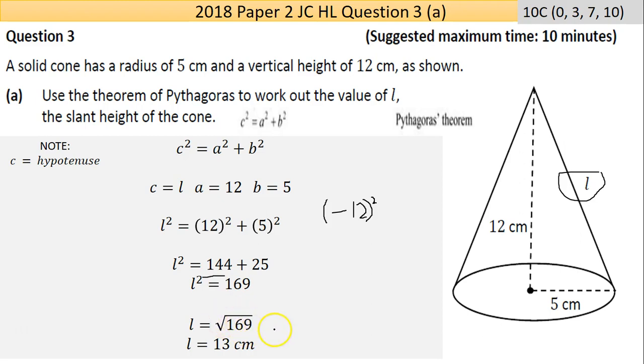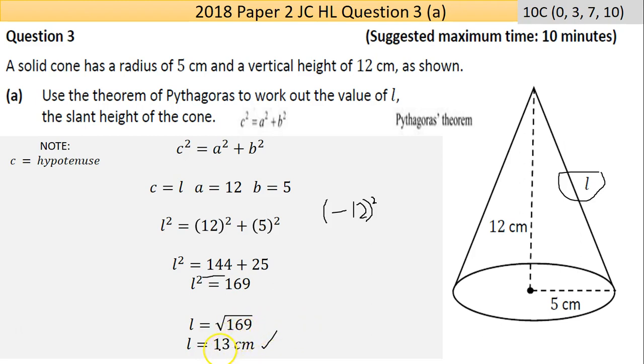So square root of 169, throw it through the calculator, and I come out with a round number, a whole number, and it's 13. The units there were in centimeters, so I reflect that in my answer. That's it.